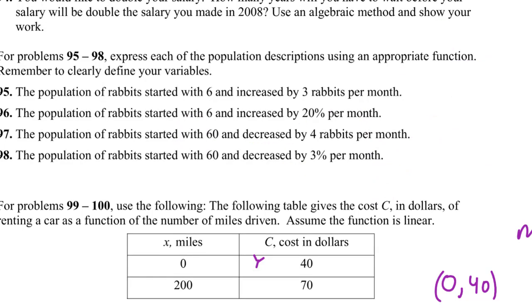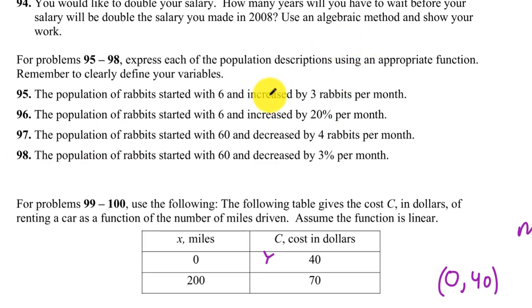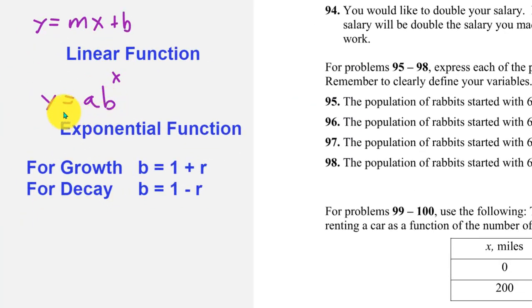Okay, so for number 96, looks like we have an exponential function, right? Because we're increasing by 20%, and 98 we're decreasing by 3%. So exponential functions look like this: y equals ab to the x. And remember, if b is bigger than 1, we have a growth function. If b is less than 1, we have a decay function. Or really, if b is between 0 and 1, we have a decay function.